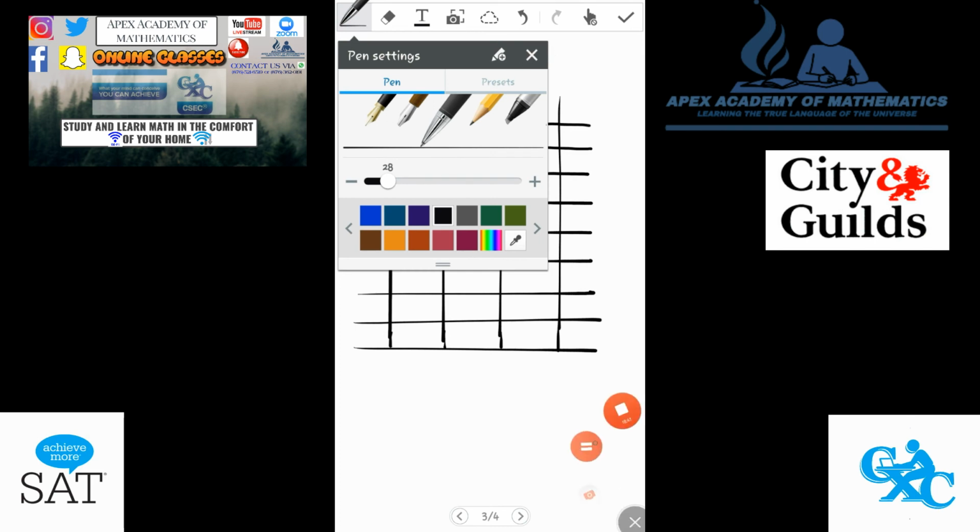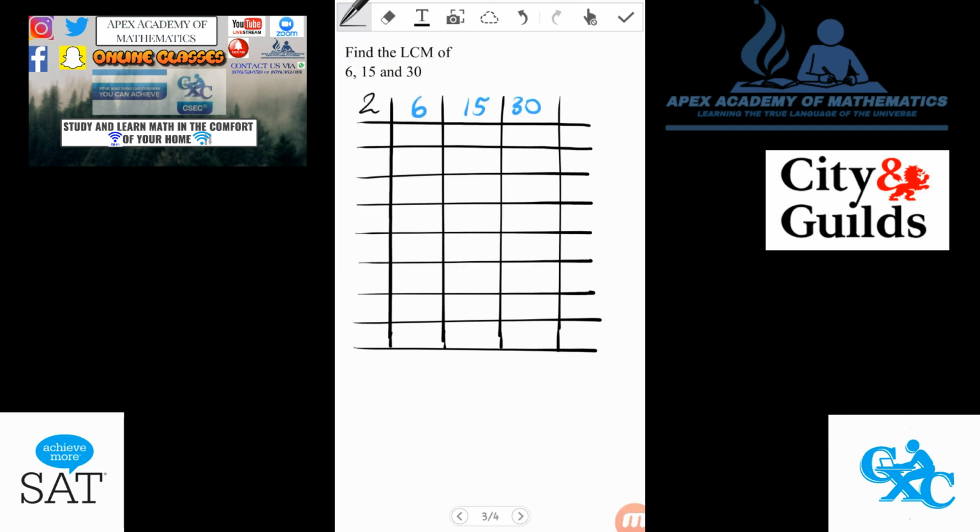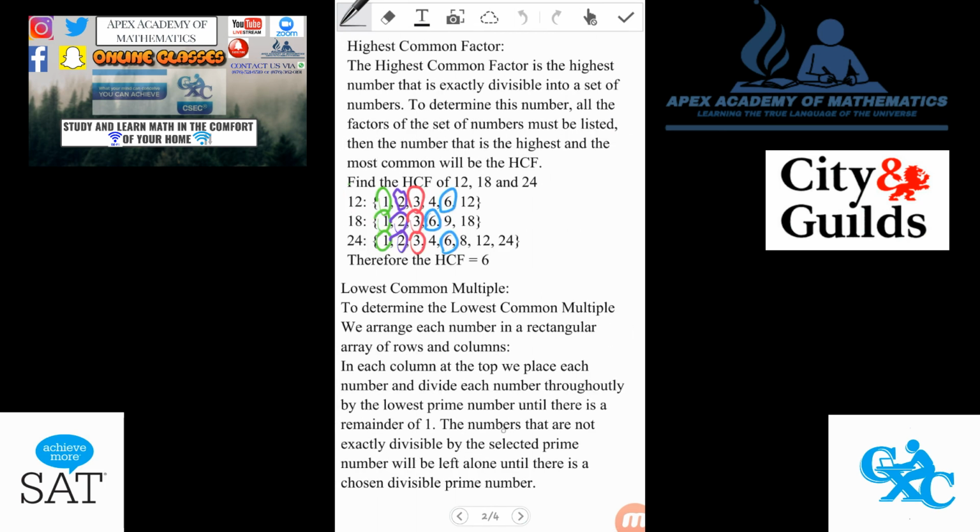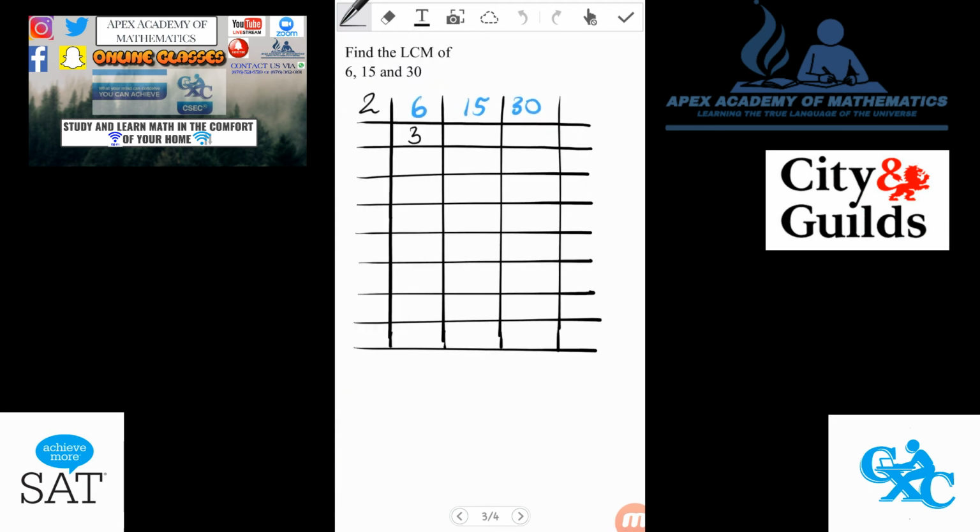the number 2. So we're going to put the 2 here, and we're going to say 2 into 6 goes 3 times. Now, in the previous statement we said that the numbers that are not exactly divisible by the selected prime number will be left alone. Since 2 is not exactly divisible into 15, we're going to leave the 15 alone until there is a number that we select in the next row that can go into 15. Now 2 can go exactly into 30, so that will go 15 times.